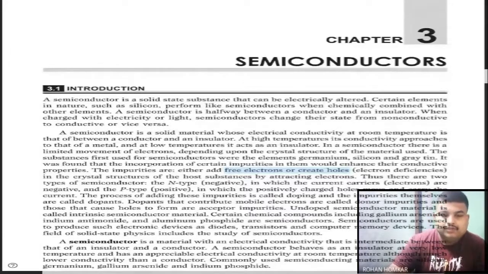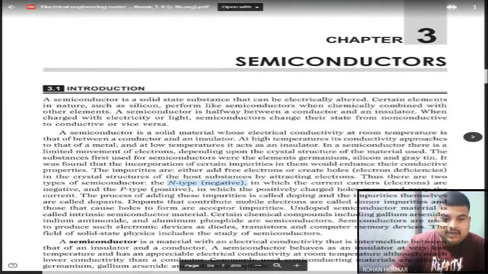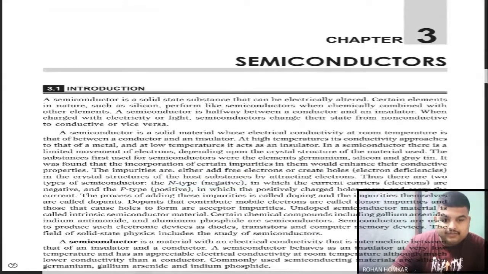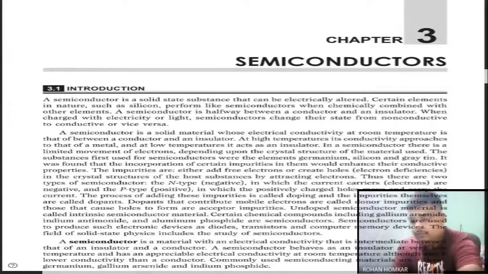Now the first one, which has extra electrons, is called an N type, where the current carriers are negative, and the other one, with a deficiency of electrons, is a P type. So one is called an N-type semiconductor and one is called a P-type semiconductor. I hope it is clear to you. Okay, moving ahead with this.